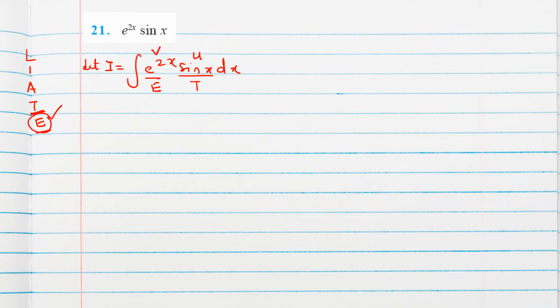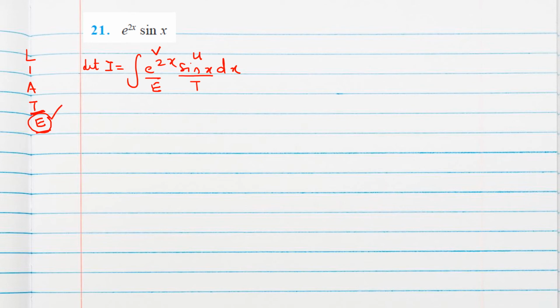First, let the integral be I. So it is a product of two functions, one is trigonometric, one is exponential. So the ILATE rule we can recall here. Trigonometric comes first, that means this is our first function and this is the second function. Whenever exponential comes in any combination, it is last only, so exponential you can treat as the second function.